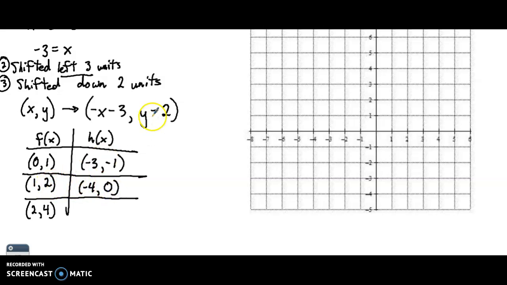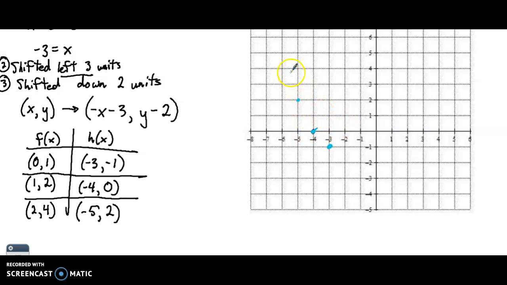Again, plugging 2 in for y. Plug in 2 for x. Negative 2 minus 3 is negative 5. Plug in 4 for y. Minus 2 is 2. So if I graph these, negative 4, 0. Negative 5... whoops, I definitely messed up there. So what happens when you rush: negative 3, negative 1. Negative 4, 0. Negative 5, 2.